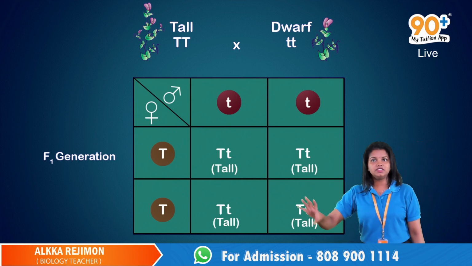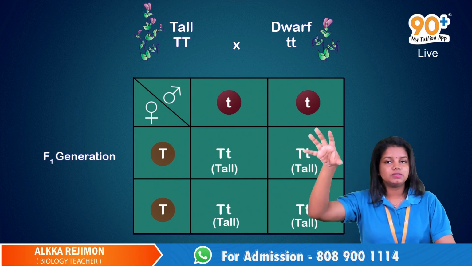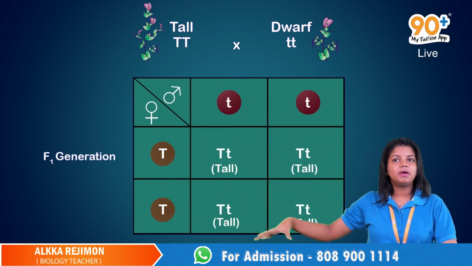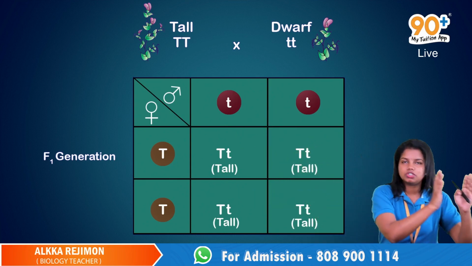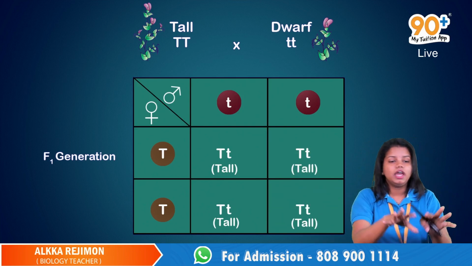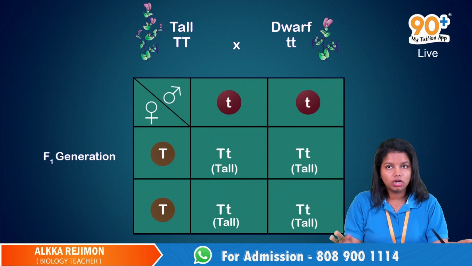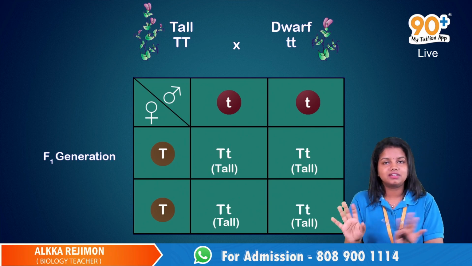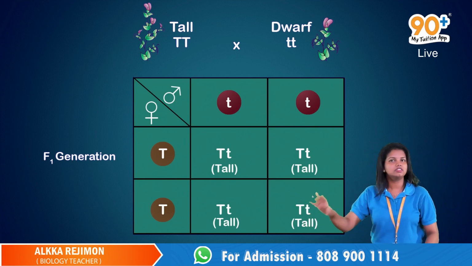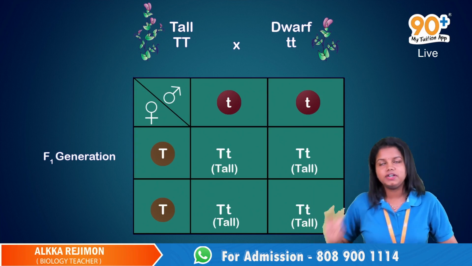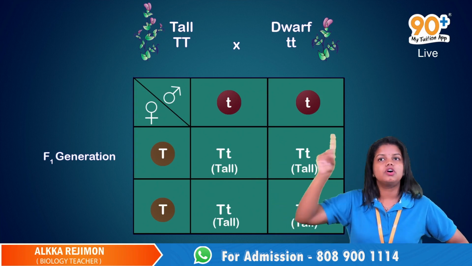I hope you understood the point. We got only generations with capital T small t, which means a tall pea plant was crossed with the dwarf pea plant and all the offspring became tall. The character called dwarf is hidden here; it has not come to the children. That's the point to be noted. So this is the first step of monohybrid cross, that is cross pollination.